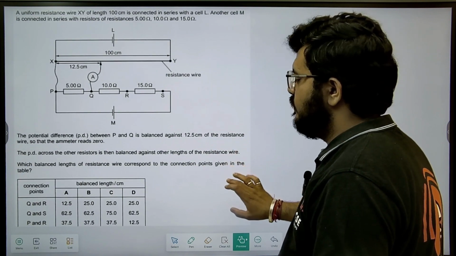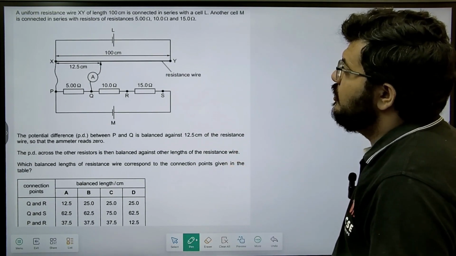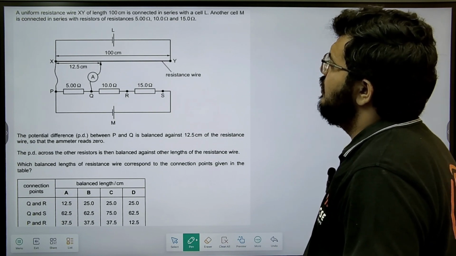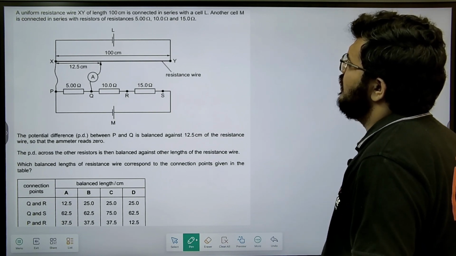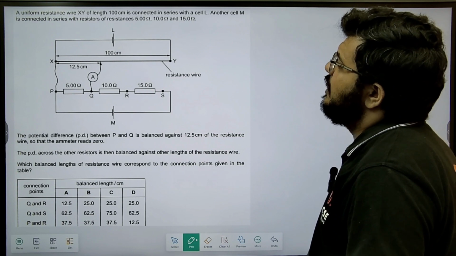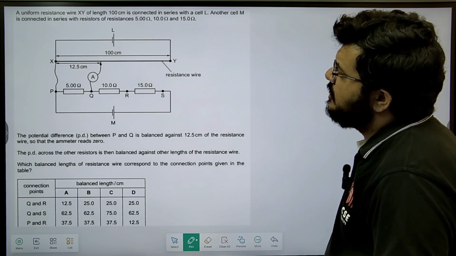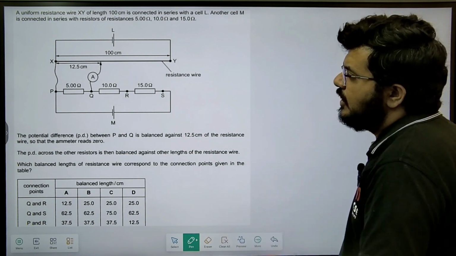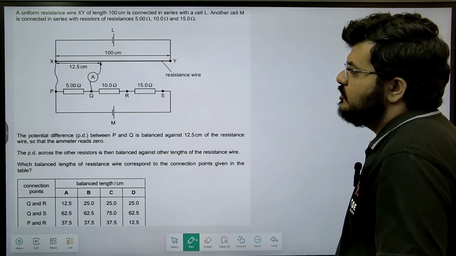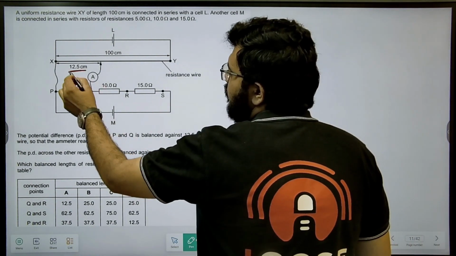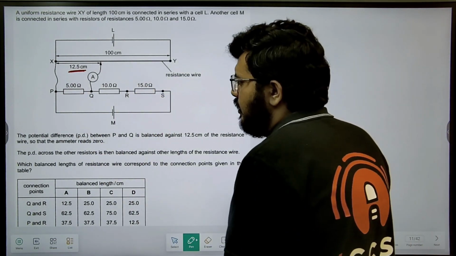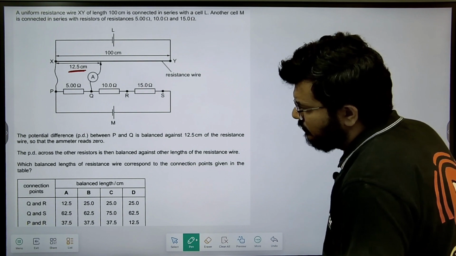Okay, so we have the next question. A uniform resistance wire XY of length 100 centimeter is connected in series with a cell L. Another cell M is connected in series with resistors of resistance 5, 10 and 15 ohm. Okay, so it is balanced at 12.5 centimeter. 5 ohm gets balanced at 12.5.